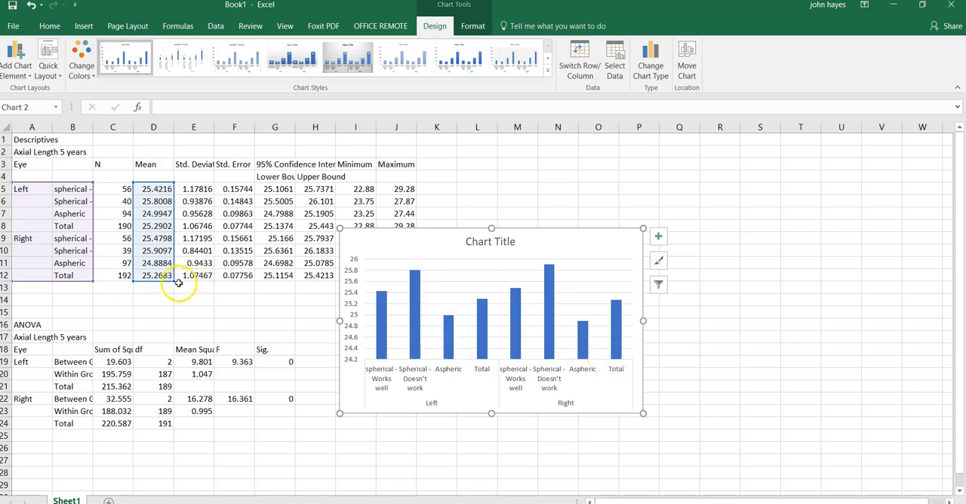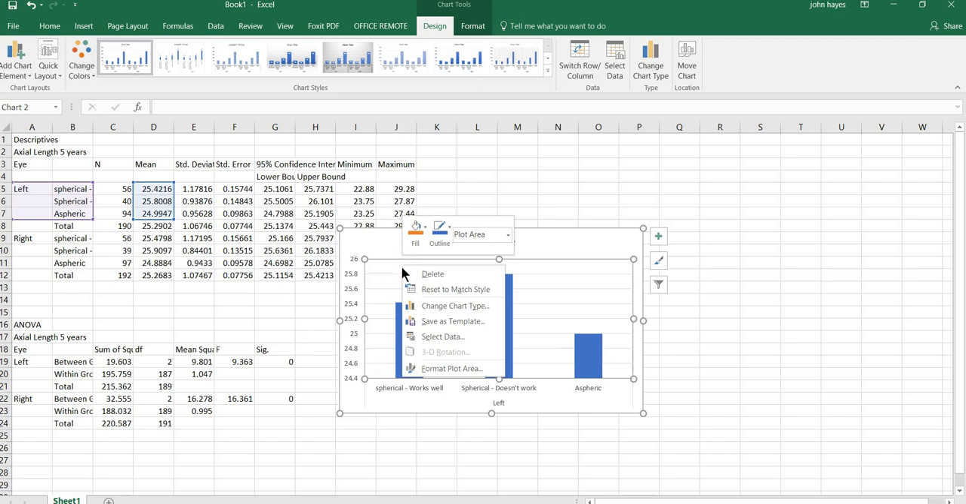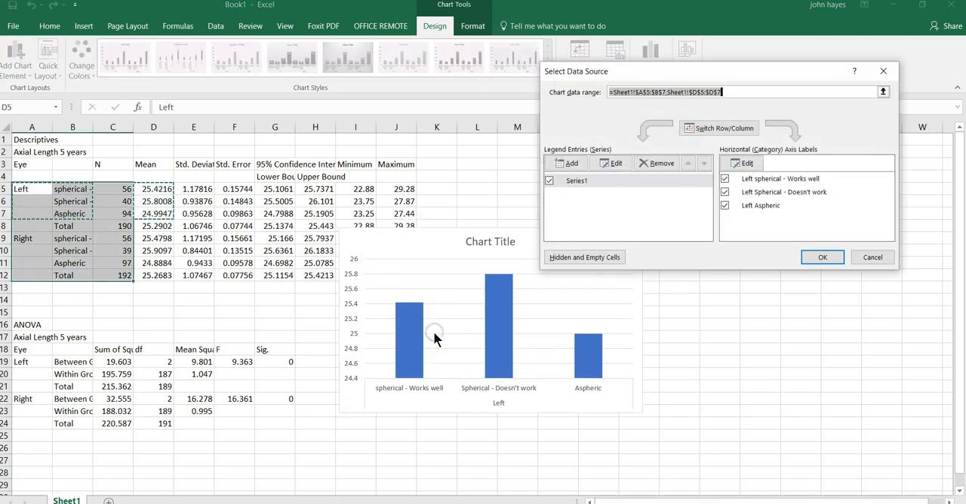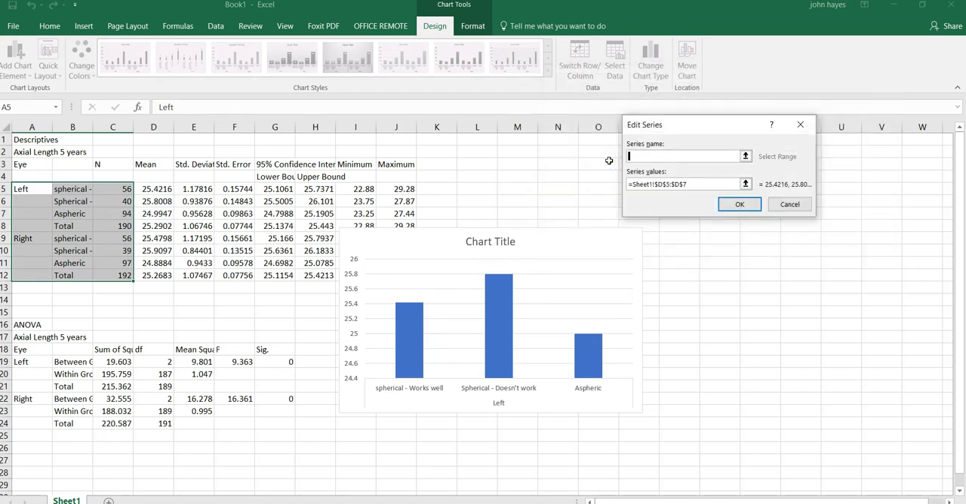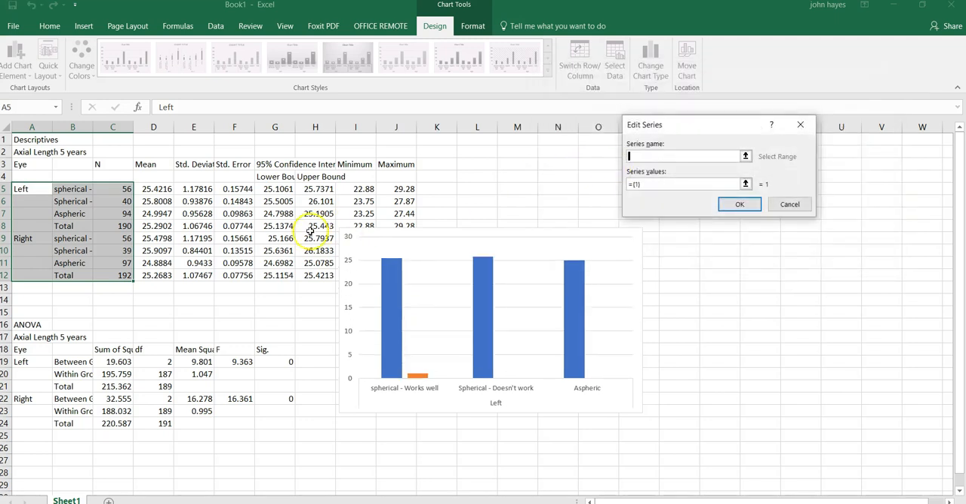Or we can just move up and look at these three and then select data, edit this series, click over here on left, say OK, and then add. I'm going to click on the right because we're up here on the right, and our series value is going to be these points right here.